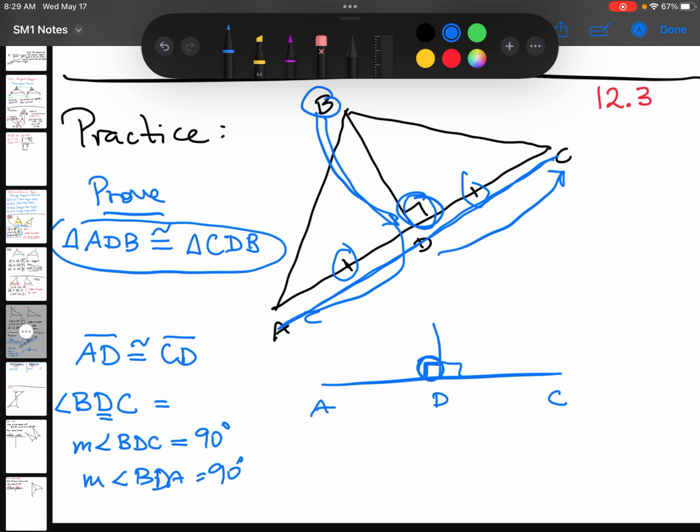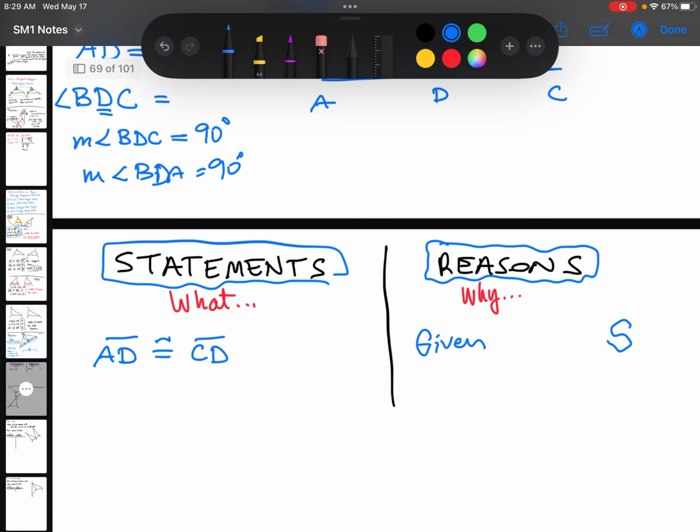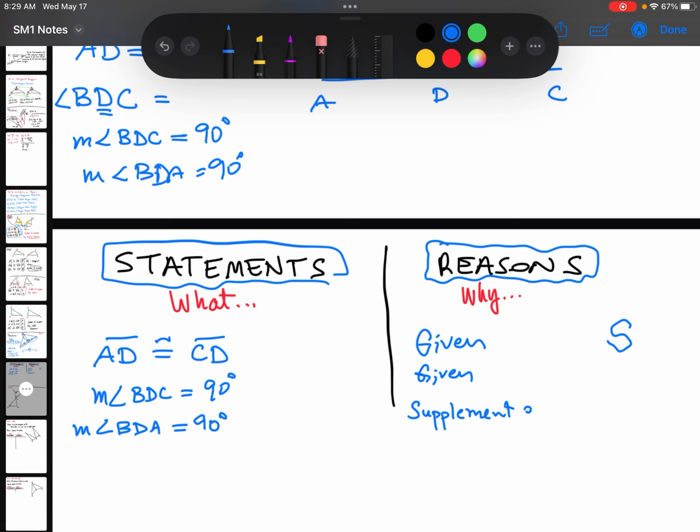So now I'm going to make it a little bit more formal, right? I can say something like this. I can say that the measure of BDC is 90 degrees, and it was also a given. But still, I haven't shown anything yet. But what I can do is say that the measure of BDA is also 90 degrees because it's the supplement of the angle BDC.